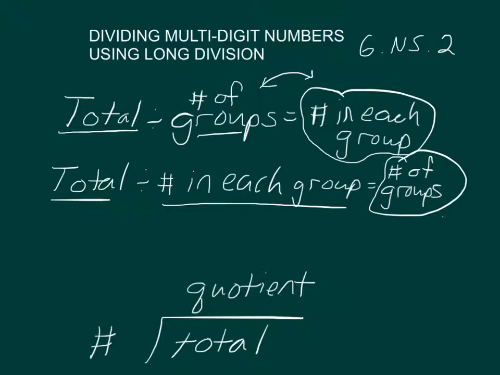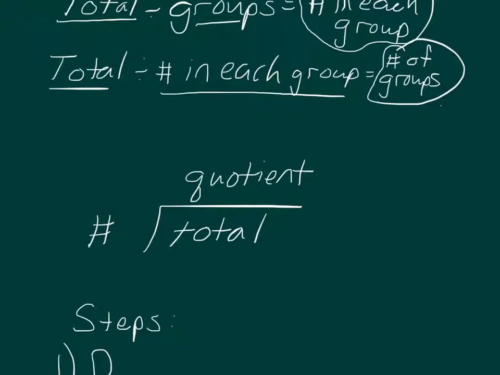All right. So this is how the division problems are going to be set up. The total number is going to go inside the long division sign, and then whichever other number you know, whether it's the number of groups or the number in each group, goes outside, and you're going to get an answer, and your answer is called a quotient. So the answer to a division problem is called the quotient.